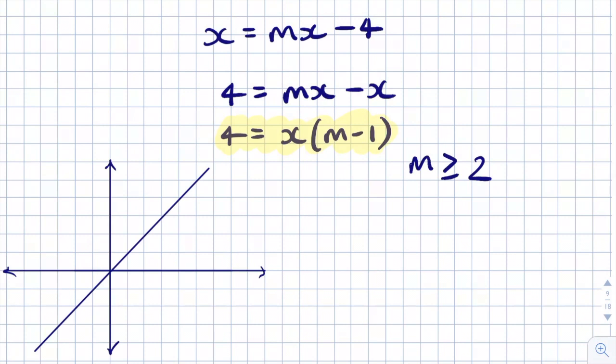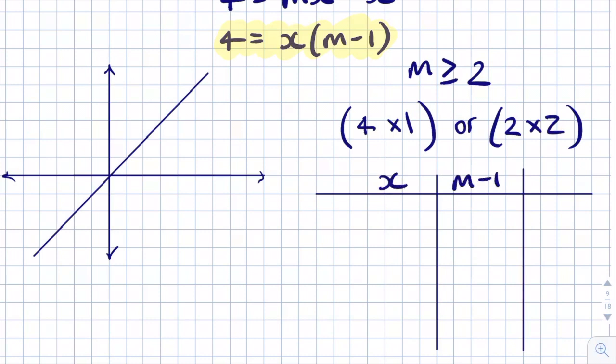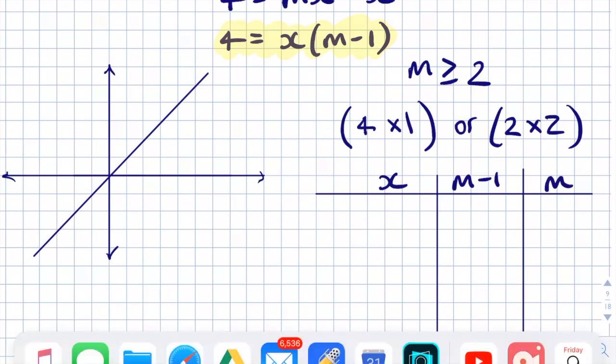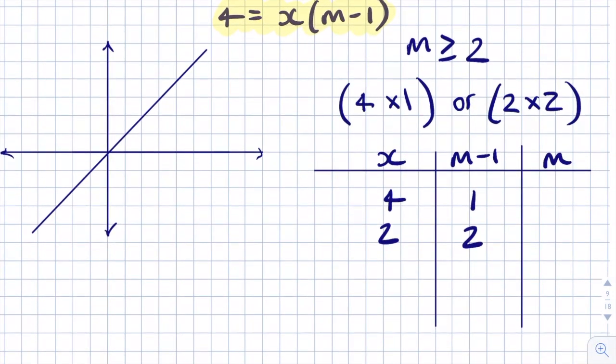But let's think about all of our factors of 4. Well, we could have 4 times 1, or 2 times 2. So now from these results we could draw up a table of all of our different values for x and m minus 1, and then from there we can find out our values for m. So we'll call this x, m minus 1, and this is m. So if x is 4, m minus 1 is going to be 1. If x is 2, m minus 1 is also going to be 2. And then x could also be 1, and m minus 1 could be 4.